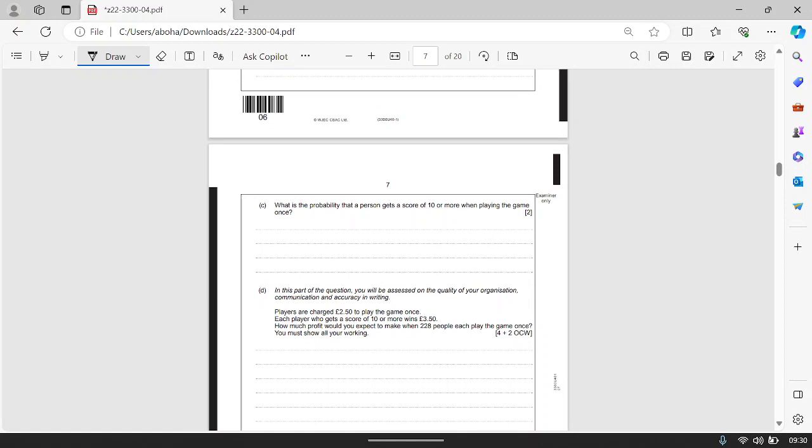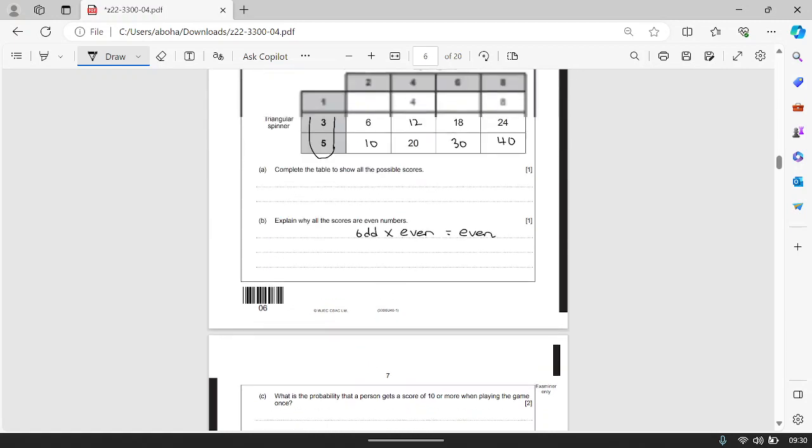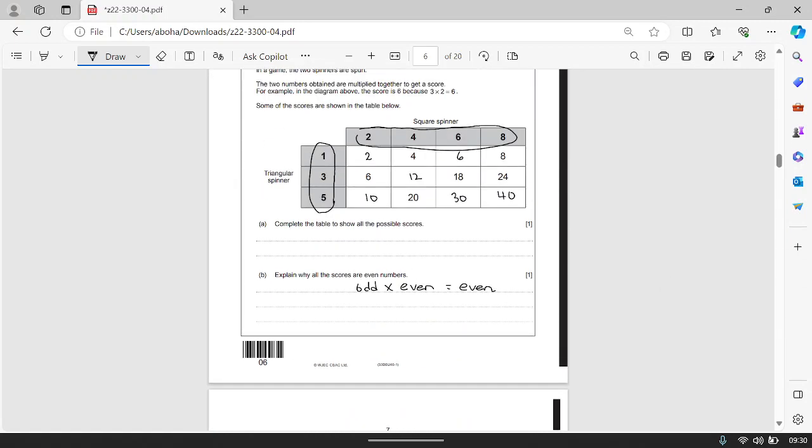What is the probability that a person gets a score of 10 or more when playing the game once? Okay, so how many 10 or mores are there? If I just use my highlighter here, we've got 1, 2, 3, 4, 5, 6, 7. So there's 7 altogether out of a possible 12. So the answer is 7 over 12.